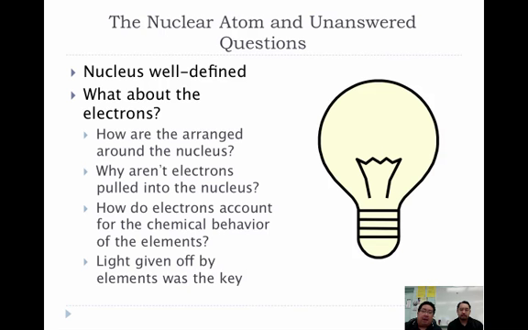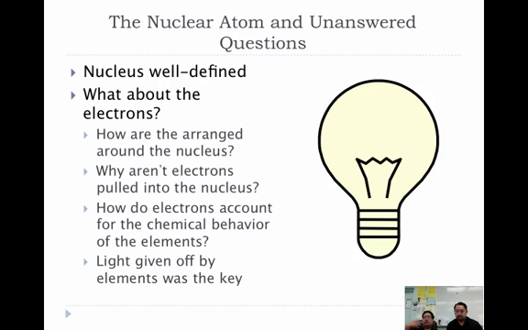So the nuclear atom. If we remember back to our model of the atom, we left off at Rutherford, and he had done his gold foil experiment and identified the nucleus, and the electrons kind of just sit around on the outside. While the nucleus is well defined, it left many questions concerning the electrons, some of which are listed here. So how are electrons arranged around the nucleus?